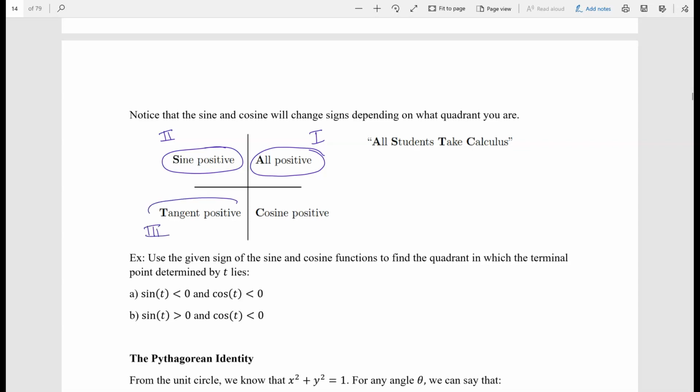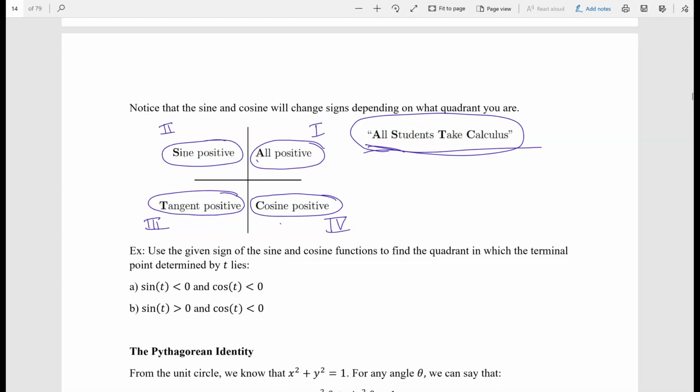Quadrant 3, tangent is the only one that's positive. Everyone else is negative. And in quadrant 4, cosine is the only one that's positive. Everyone else is negative. That's not including the reciprocal functions. We'll talk about the other reciprocal functions like cosecant, secant, and cotangent later. A good way to remember it is all students take calculus. ASTC, all students take calculus. That tells you where all of these values are positive.